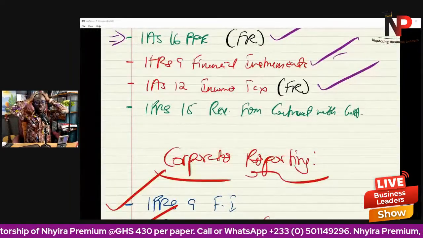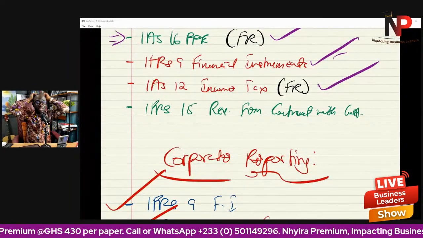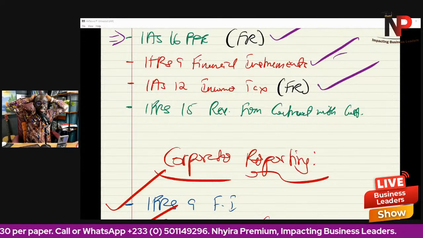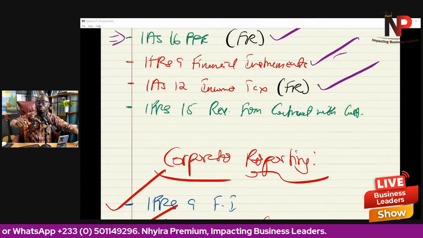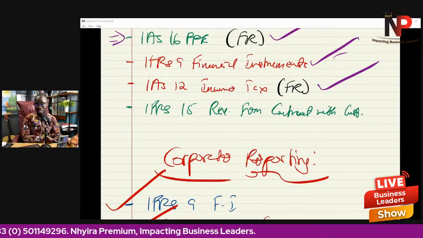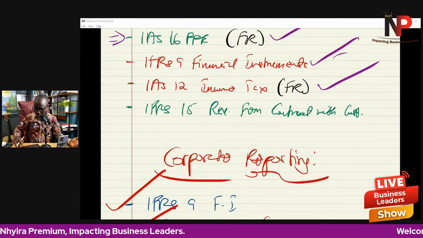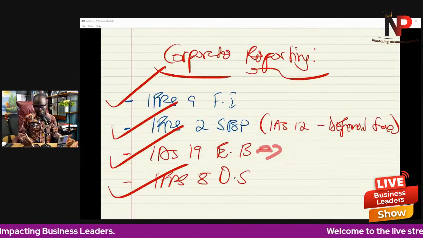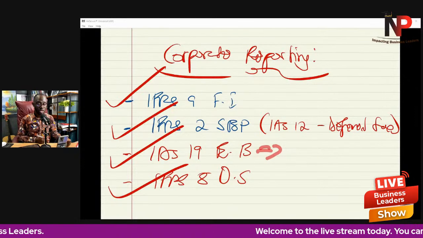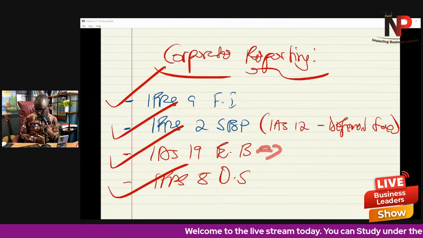So you read a question, the question has got plenty in your head, and you don't know where to start from. No, it's because you are weak in the standards. Then certainly employee benefits. You don't want to forget that with you students as well, because it's crucial for you.